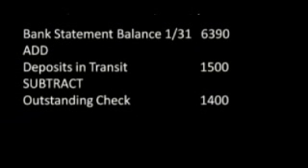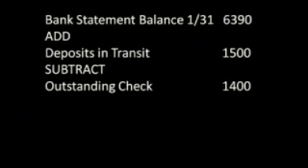The statement is headed with the title and date to which it refers. Our statement is for the end of January. We open with the balance on the bank statement on January the 31st. Then we add to that total the sum of any deposits in transit. In this case it is the deposit of $1,500. Then we subtract the check that has yet to be presented. In this case it is the check for $1,400.